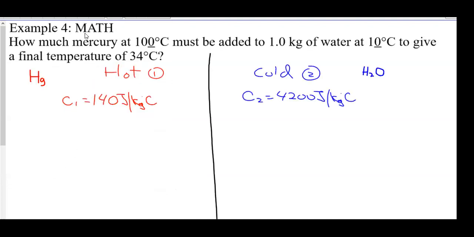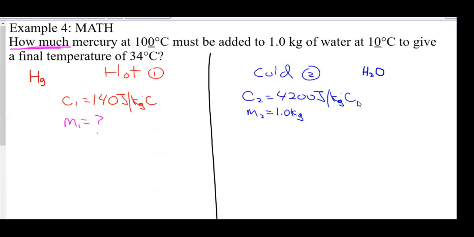So hot substance, how much mercury at 100 degrees? That's my hot substance, mercury. Mercury, the symbol, of course, is Hg. Must be added to a kilogram of water at 10 degrees. So 10 degrees is much colder. I'll just call that my cold substance. These are relative hots and colds, depending on the question we're talking about.